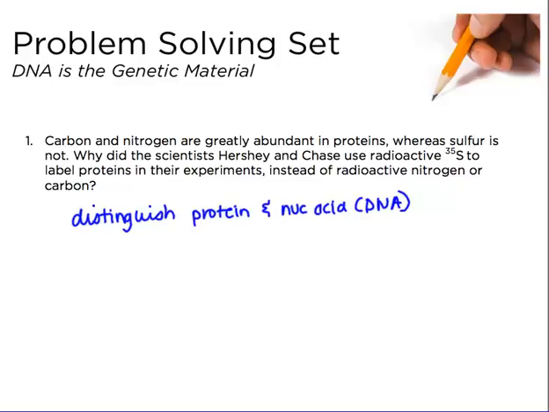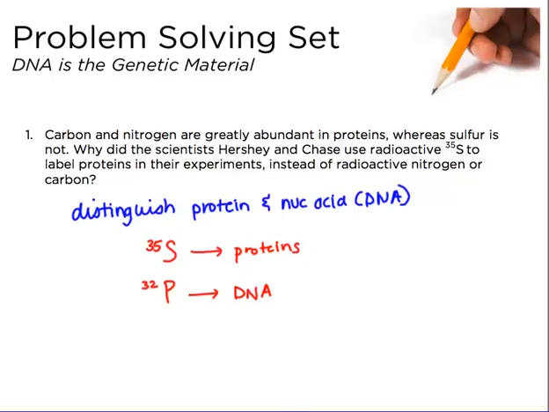Here they tell you that they used radioactive sulfur with a weight of 35 to label the proteins, and they used radioactive phosphorus with a weight of 32 to label the DNA. Now the problem is asking, why didn't they use radioactive nitrogen or carbon? Because nitrogen and carbon are actually more abundant in proteins, but sulfur isn't that abundant.